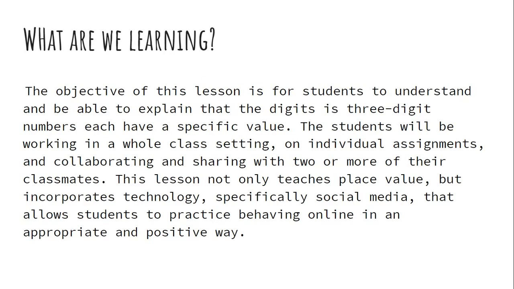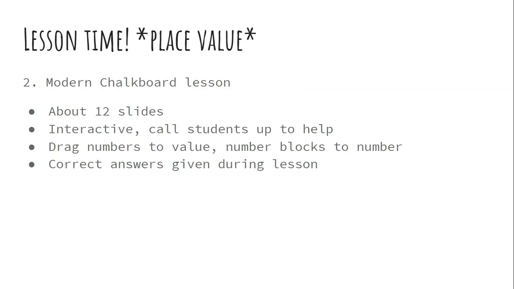The objective of this lesson is for students to understand and be able to explain that the digits in 3-digit numbers each have a specific value. The students will be working in a whole class setting on individual assignments and collaborating and sharing with 2 or more of their classmates. This lesson not only teaches place value, but incorporates technology, specifically social media, that allows students to practice behaving online in an appropriate and positive way.